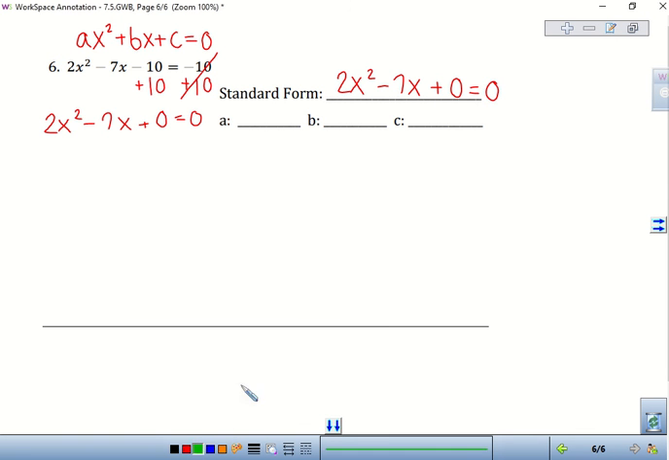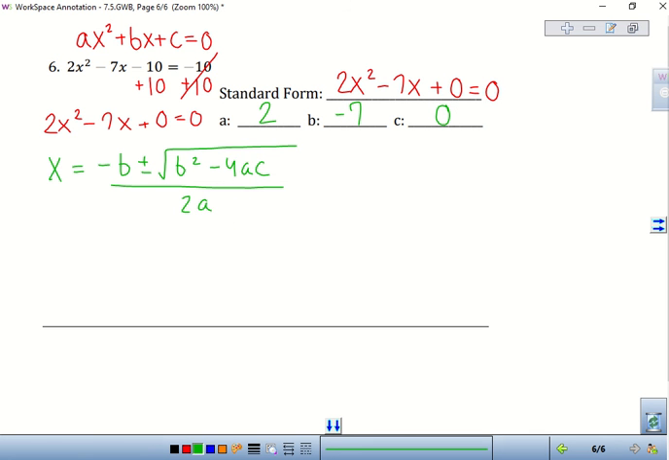So now we're going to identify A, B, and C. What's my A value here? 2. B is? -7. C is? 0. Good. We take our quadratic formula. X equals negative b plus or minus square root of b squared minus 4ac all over 2a. So we're going to plug into the formula. We get x equals.